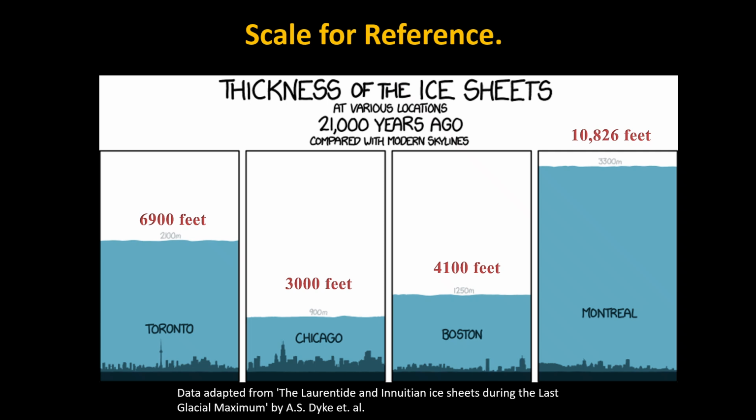To give you an idea of the type of obstacles that Ice Age Homo sapiens had to deal with, here is a diagram of the height of these ice sheets at various portions of the North American continent, both in Canada and the US. The skylines of 4 major metropolises are superimposed against the thickness of the ice sheet that accumulated over Toronto, Chicago, Boston, and Montreal.